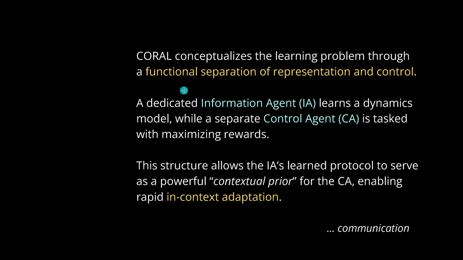So we have a dedicated... you see, we decompose a complex problem. So we have a dedicated information agent that learns here the dynamic model, while another decomposed system, of lower complexity, a control agent, is tasked here with maximizing the rewards for particular tasks. And this structure allows the information agent's learned protocol to serve here as a powerful contextual prior for the active agent. And therefore we have an in-context adaptation of this knowledge.